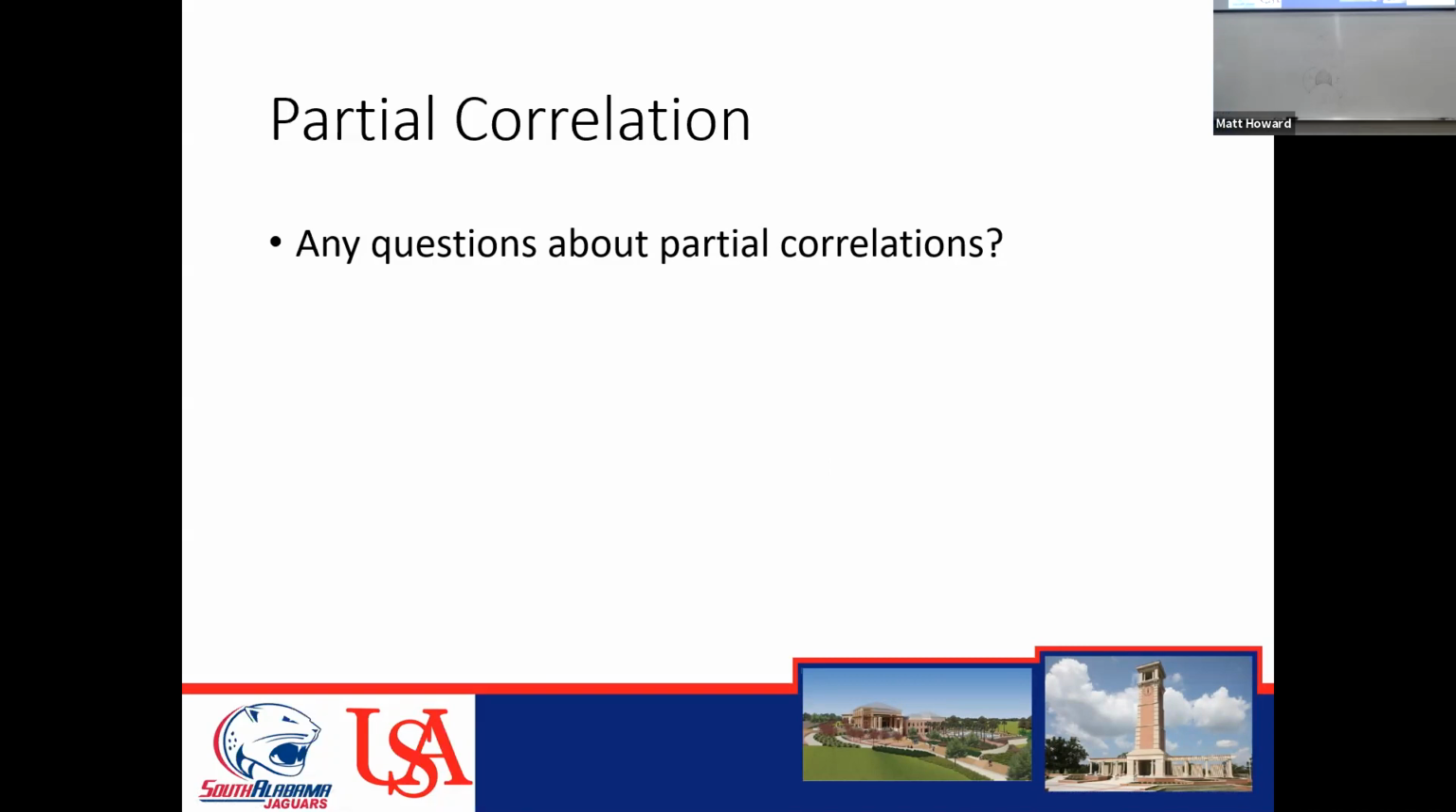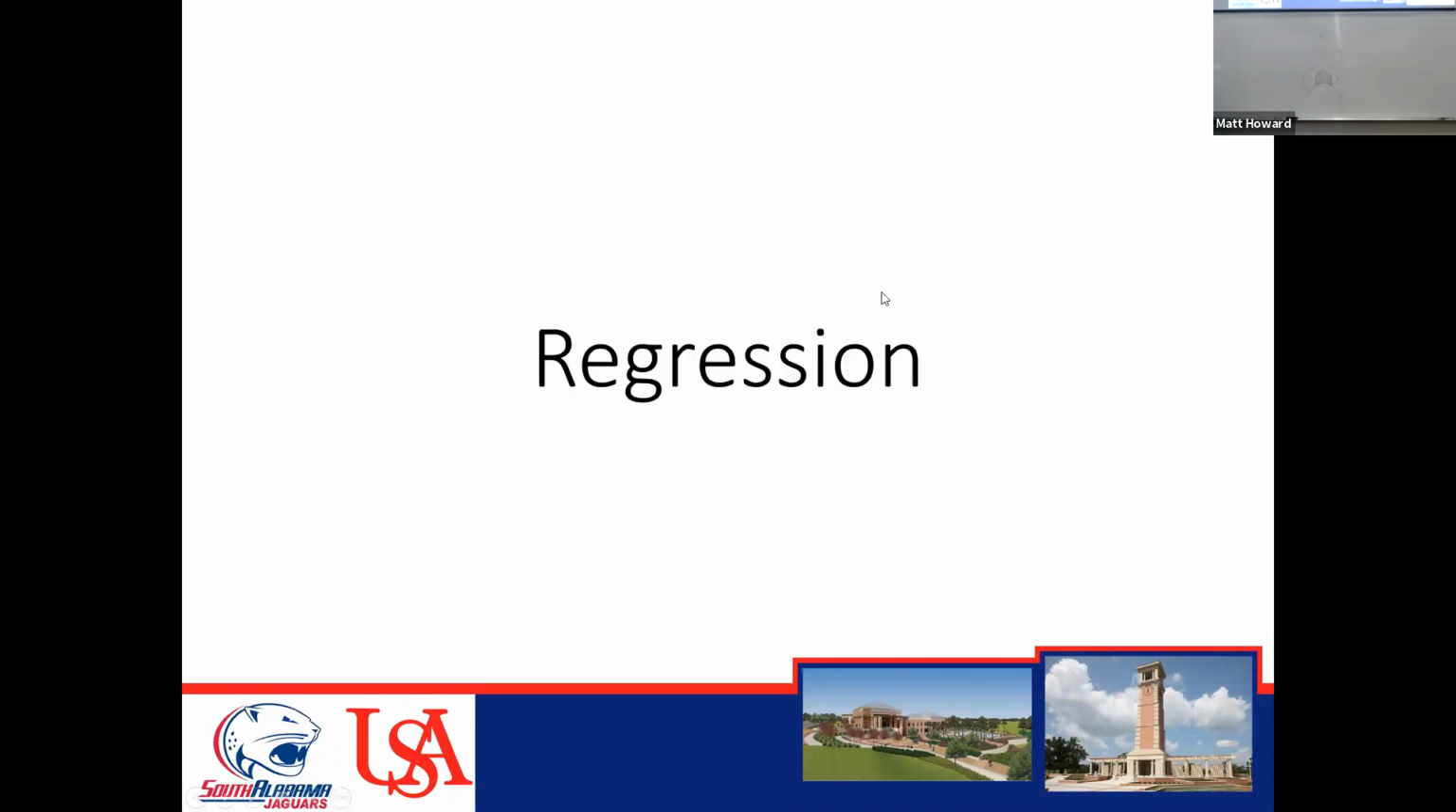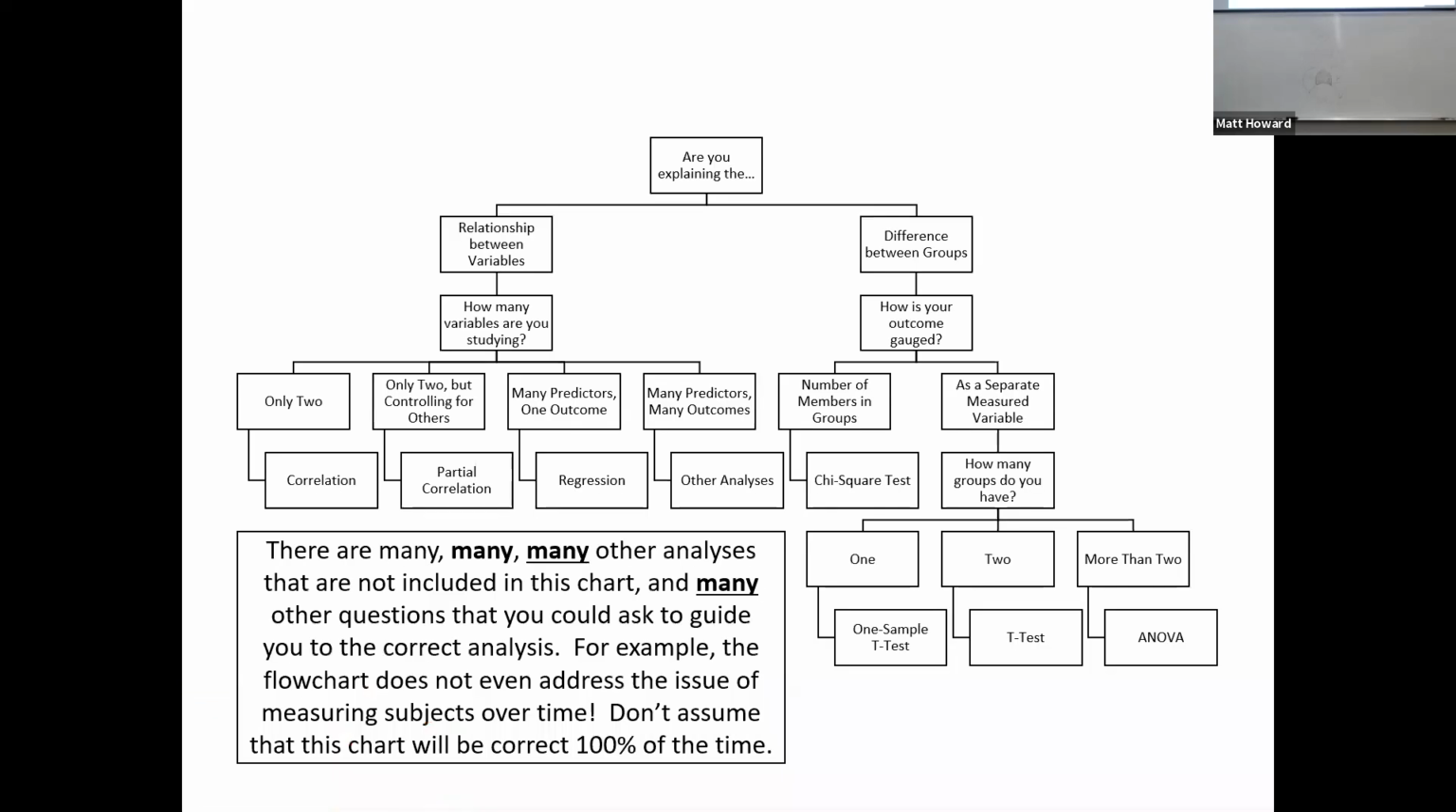Okay, so then moving on to regression. Now we're going to go back to the chart since we're looking at a new analysis. That's everything we're going to cover about partial correlation. Hopefully you understand this concept, because it's going to come back up with regression. With regression, we're still looking at the relationship between variables, so we're still on this side of the chart.